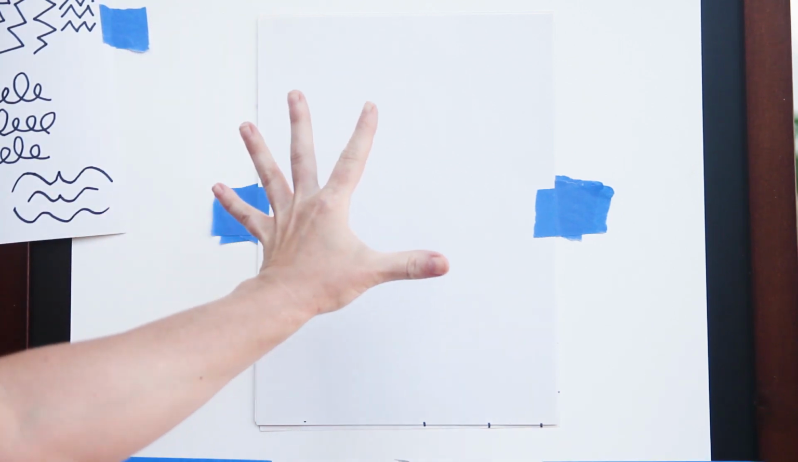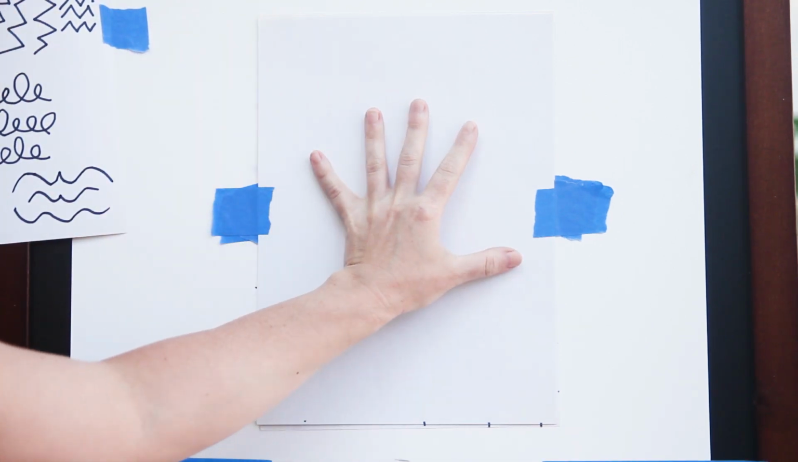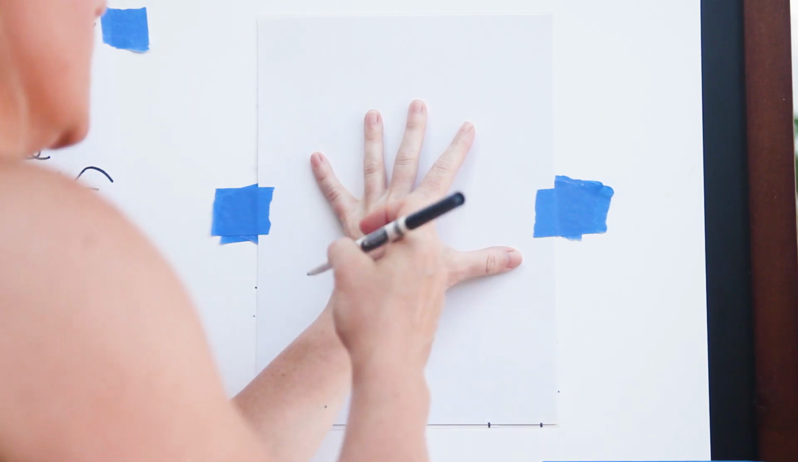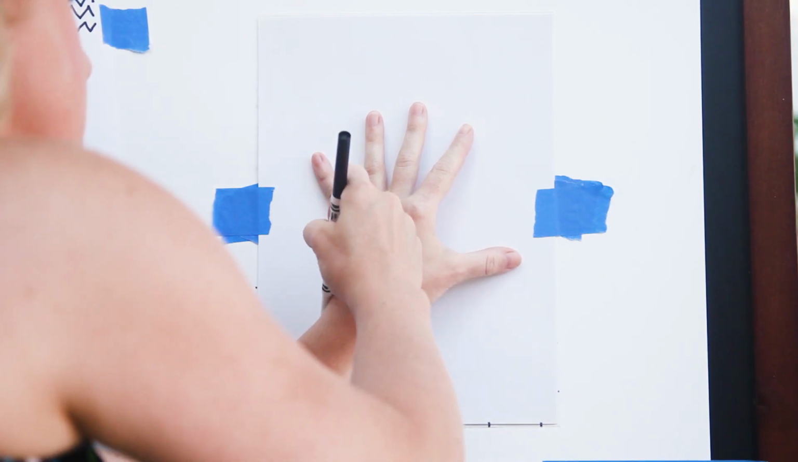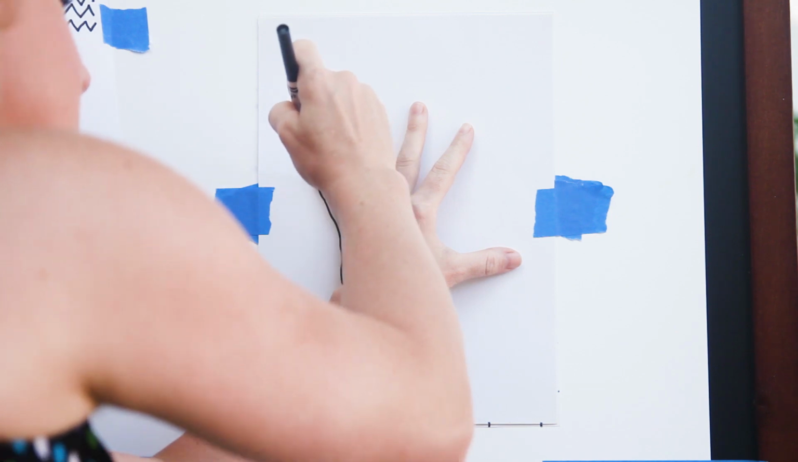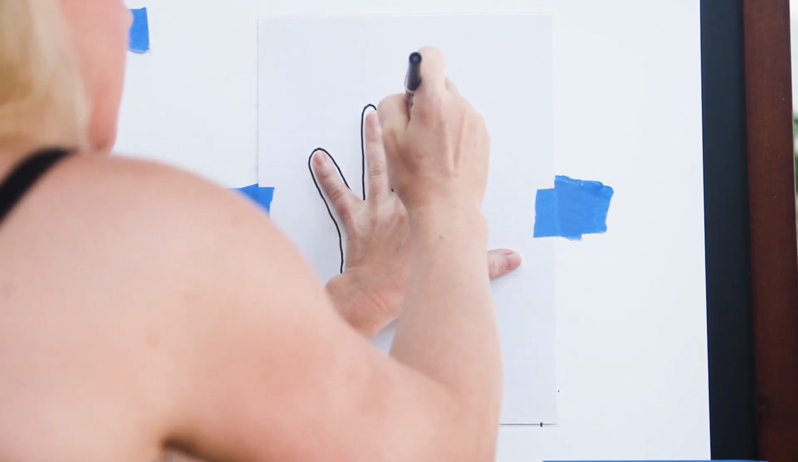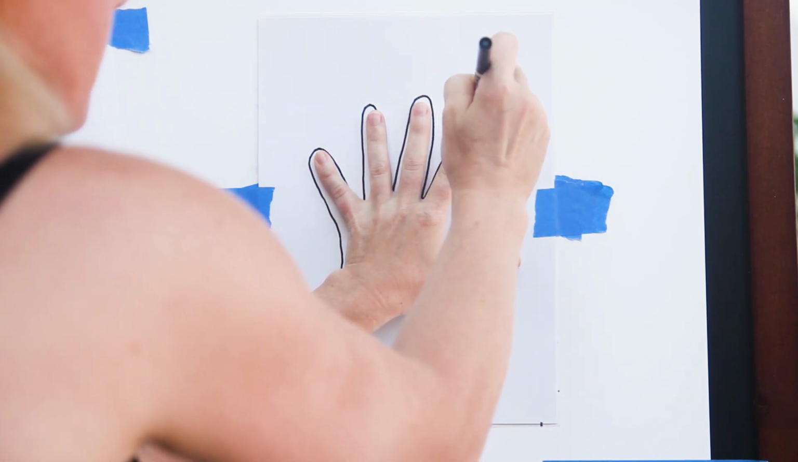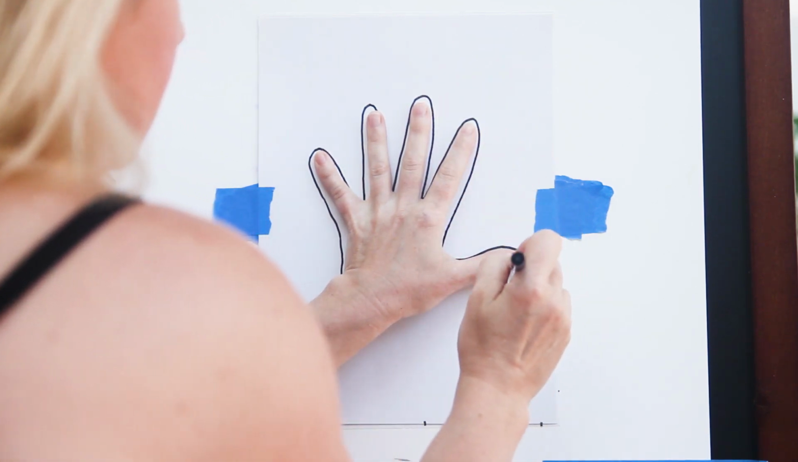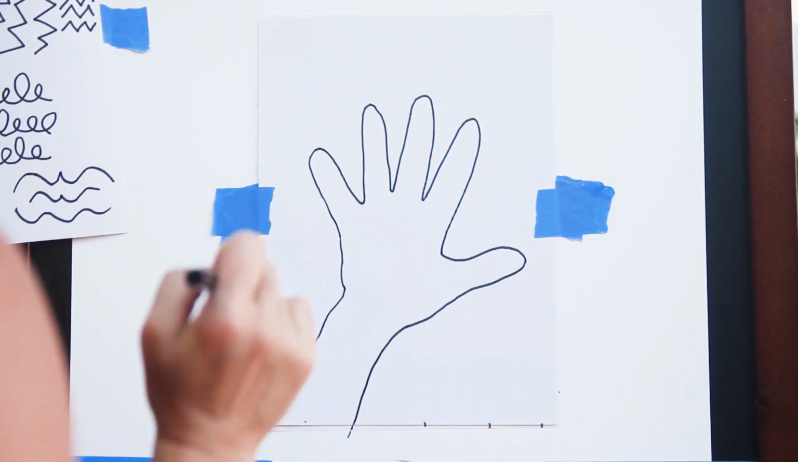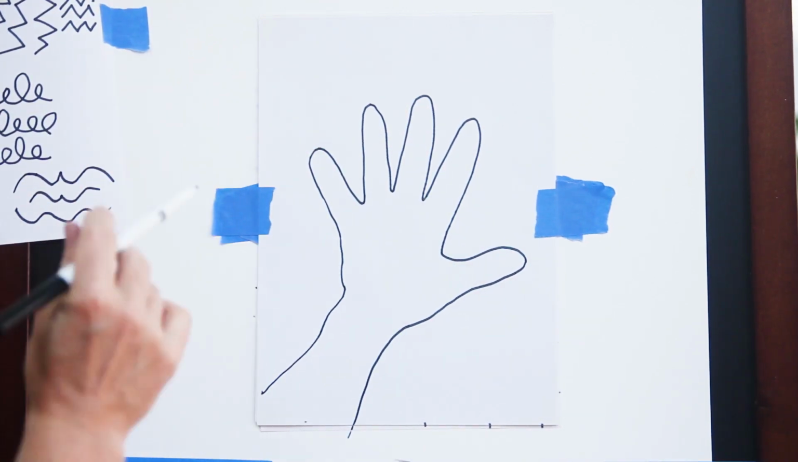We're going to use our hand today. Ooh. So we're going to put our hand there, and we're just going to trace it. So hold your hand down real tight, trace around your fingers. There we go, all the way to the edge of the paper. There's your hand. So trace your hand.